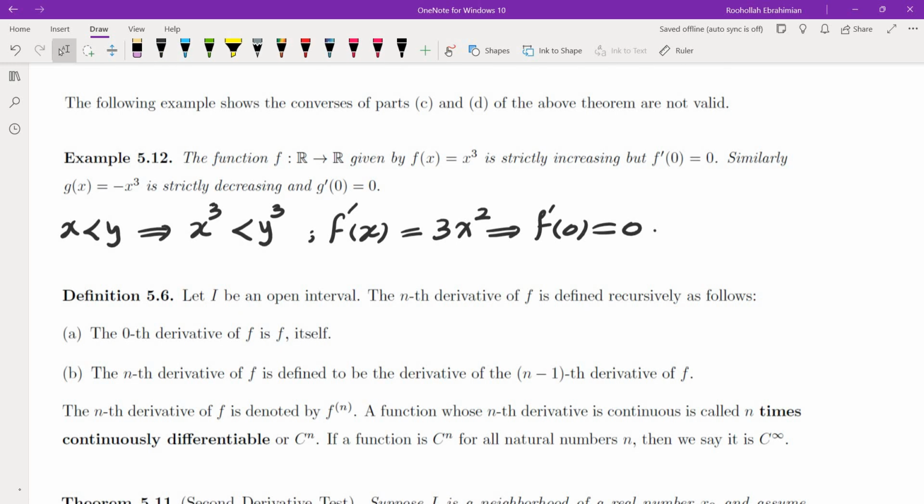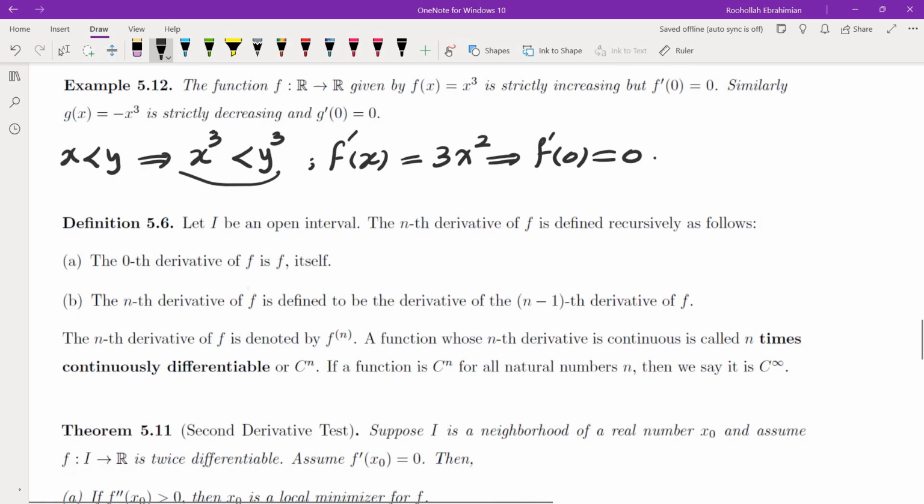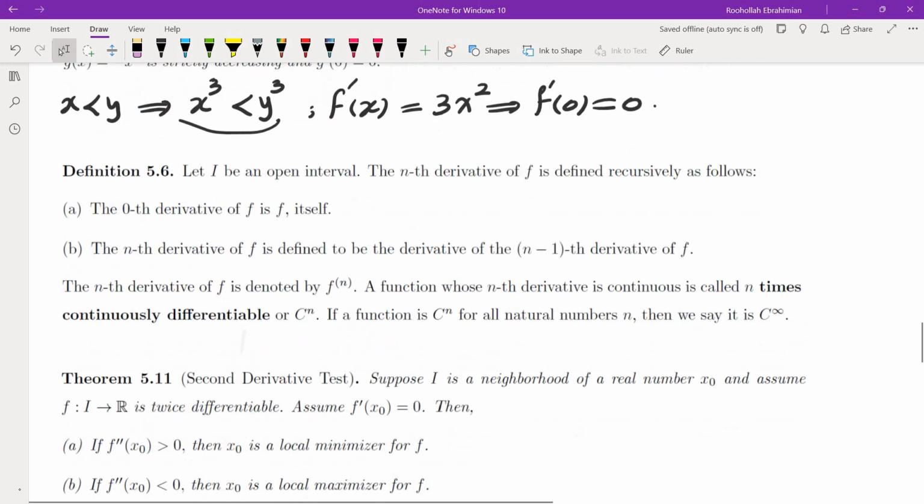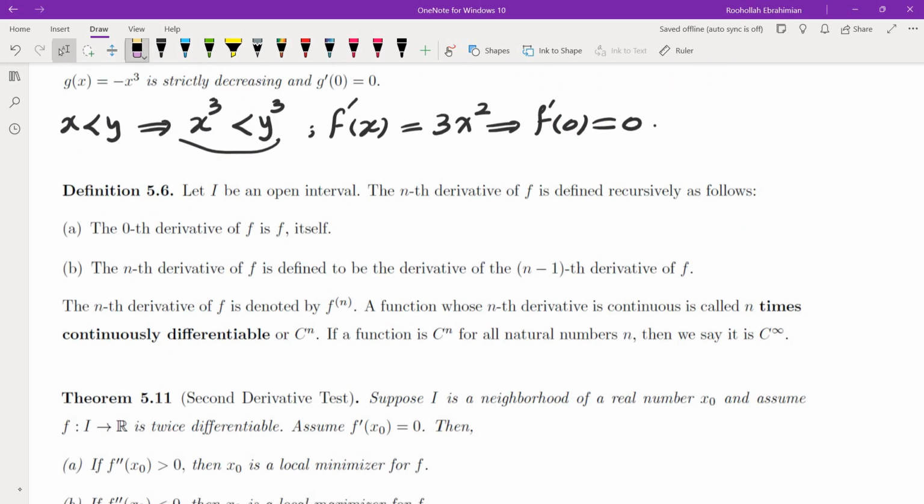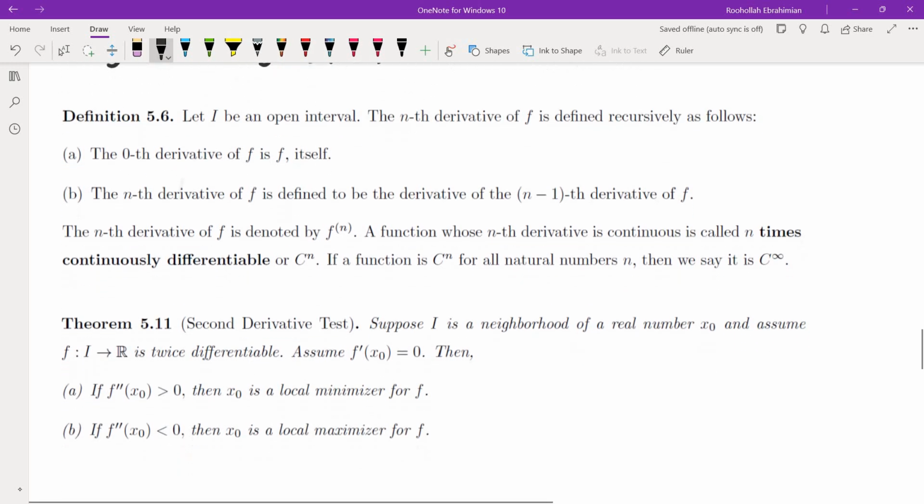Similarly, if you look at g of x equals negative x cubed, it is strictly decreasing because all you need to do is to negate both sides of this inequality. And its derivative is not negative everywhere. At some point, at point 0 in this case, it is 0. Okay, so that's another application of the mean value theorem.